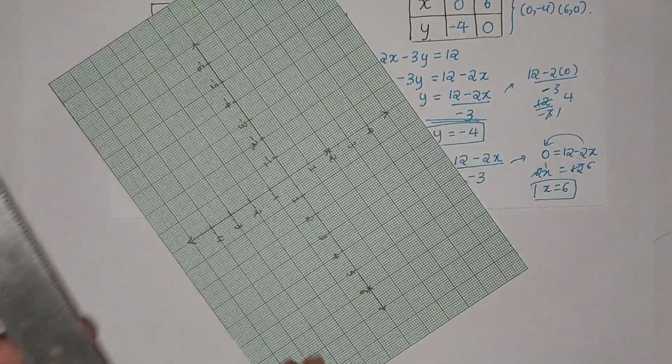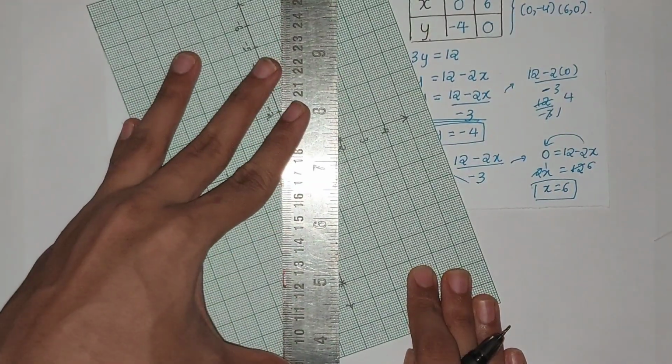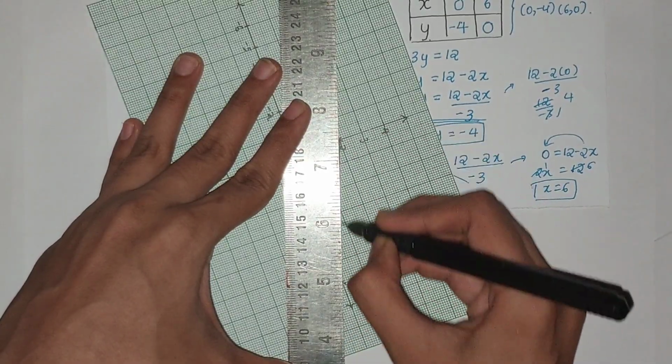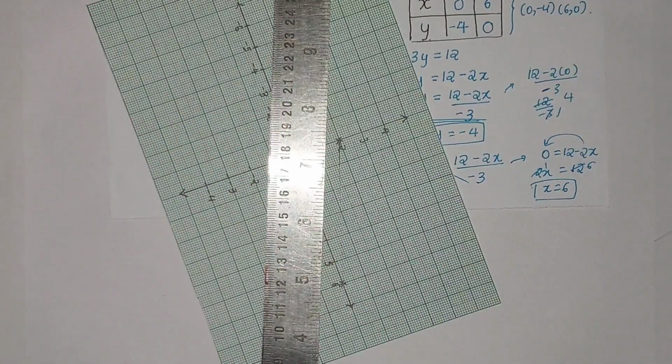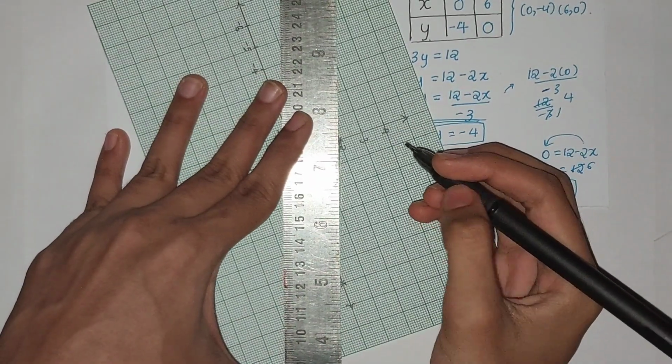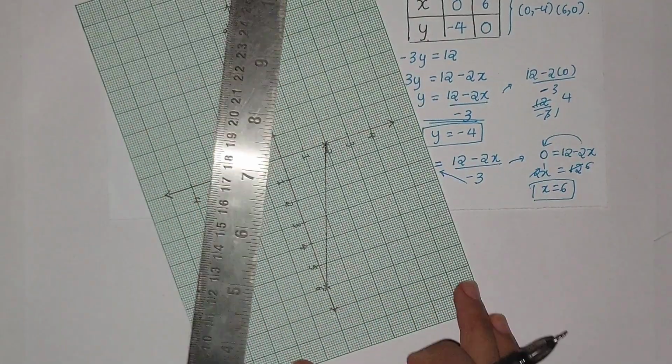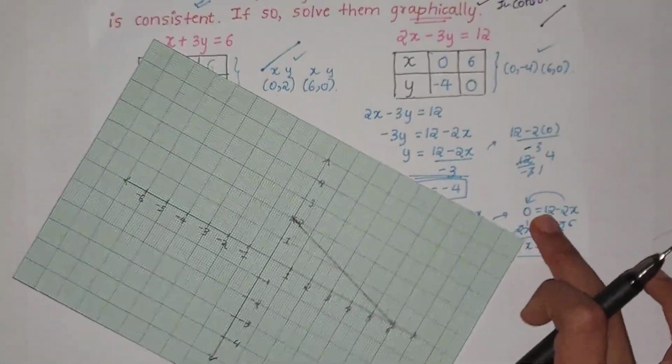And now I'm going to join these both, from here to here. Okay, so this is how you are going to plot it.